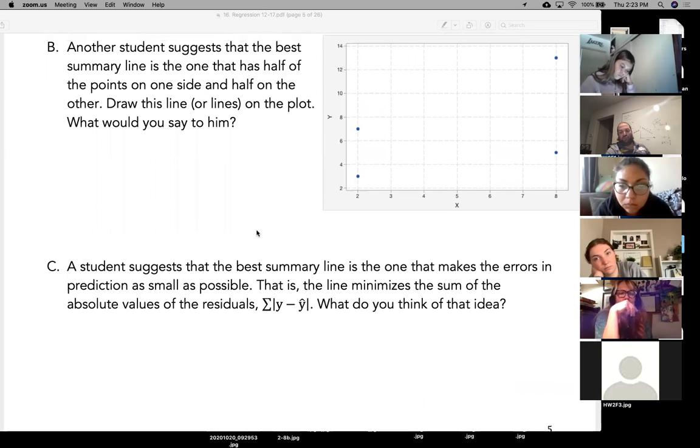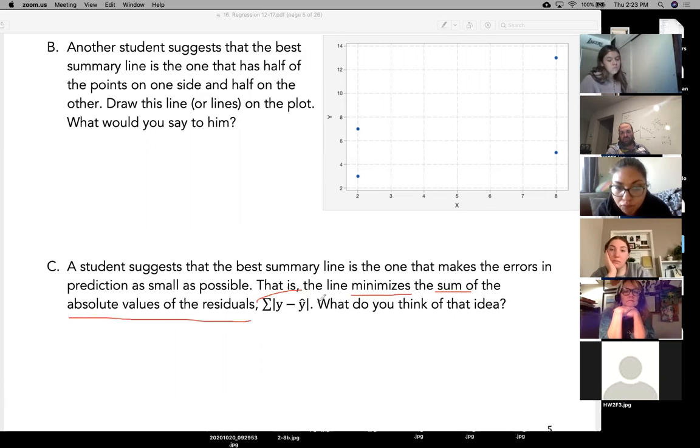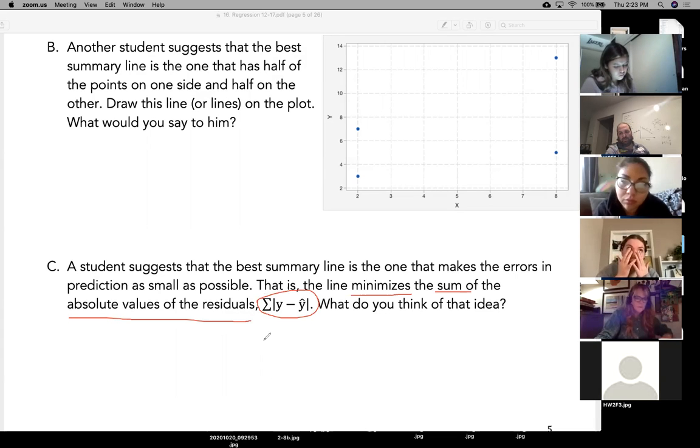So a third student suggests, okay, how about this one? Let's make the residuals as small as possible, the difference between actual and predicted. Let's minimize the sum of the absolute values of the residuals. In other words, take each residual, take the absolute value of each, and add them together.